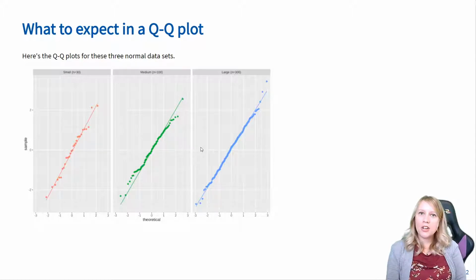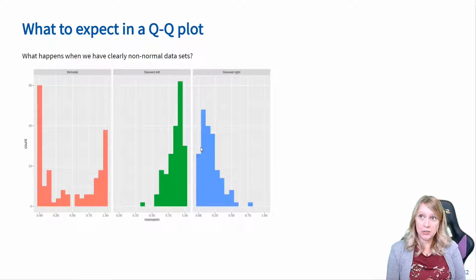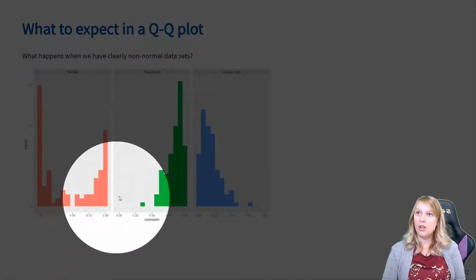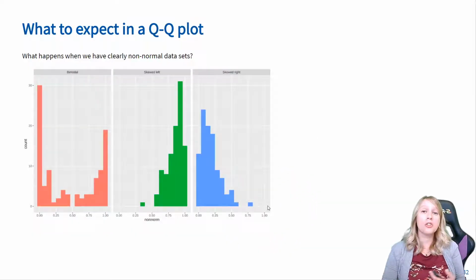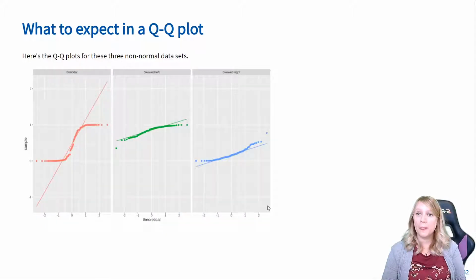Now let's contrast this with what it looks like when the data is really not normal. So here are some clearly non-normal data sets. Again, I know these are not normally distributed because I generated them myself using other distributions. We have on the left a distribution that is very clearly bimodal. We then have a skewed left distribution and a skewed right distribution. So how do these QQ plots look?